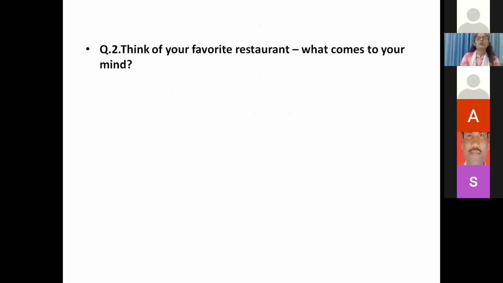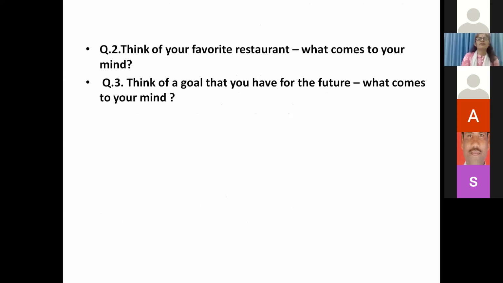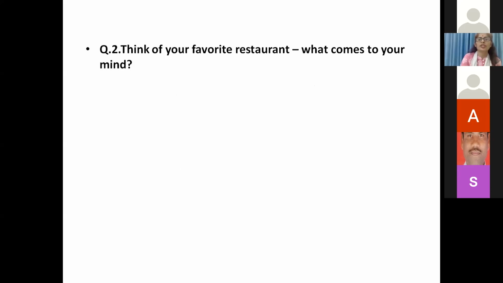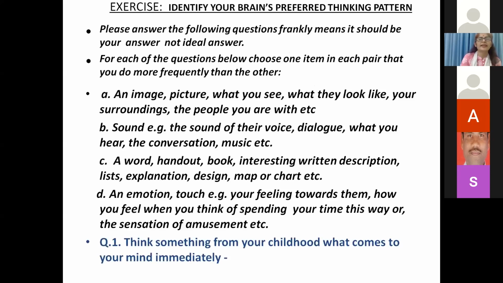So question number 2, think of your favorite restaurant. What comes to your mind? A, B, C or D? Is it done? Think of a goal that you have for the future. What comes to your mind? A, image, B, sound, C, written description or D, emotion.